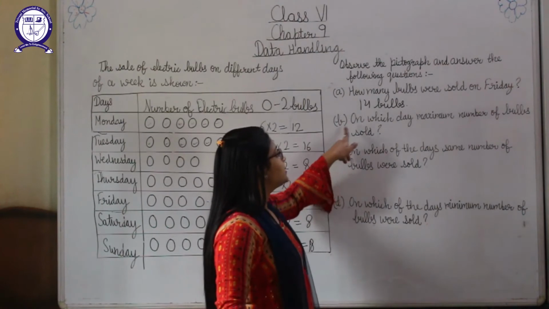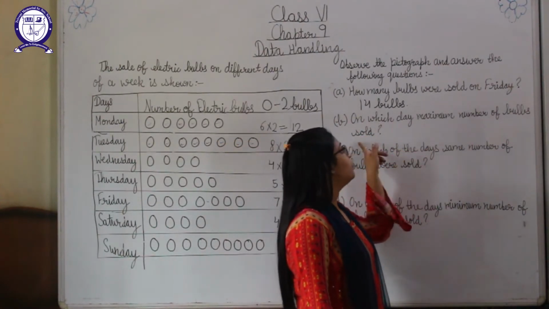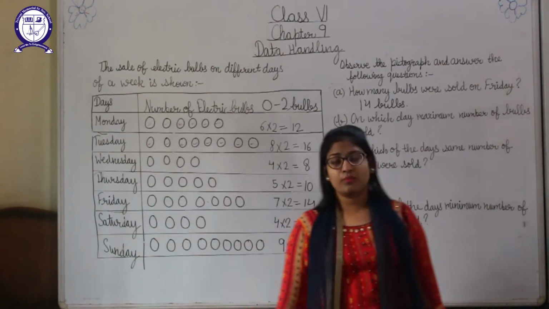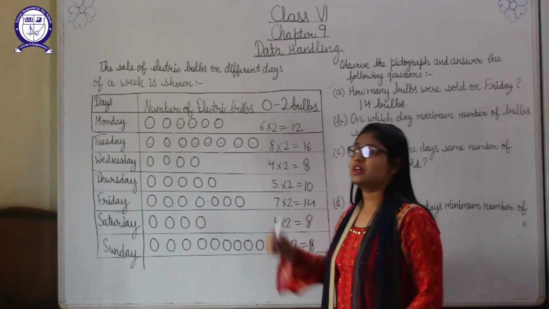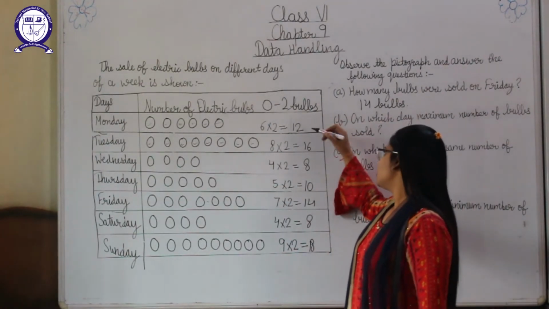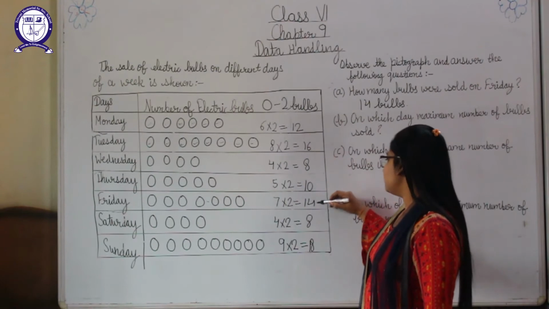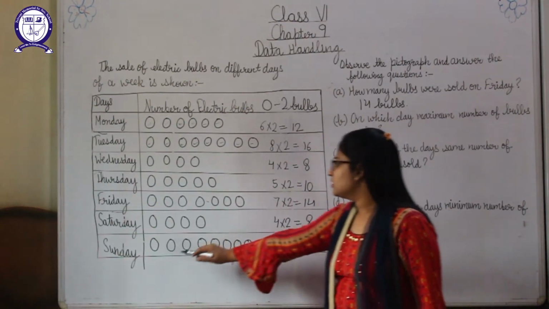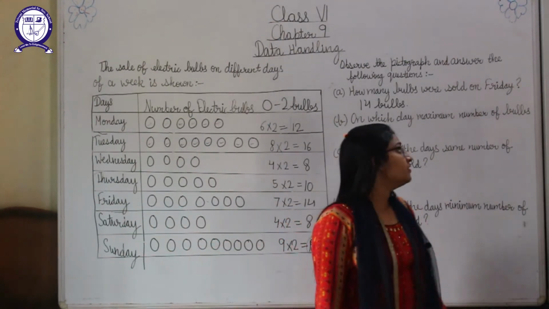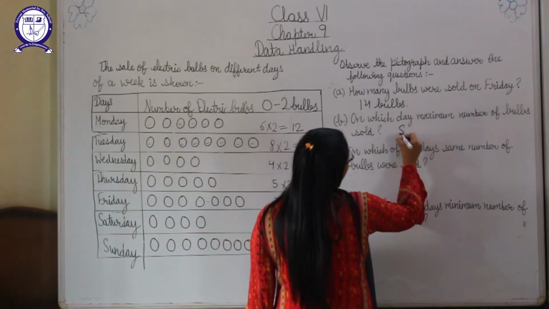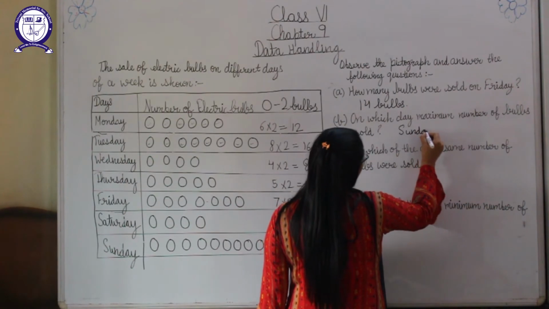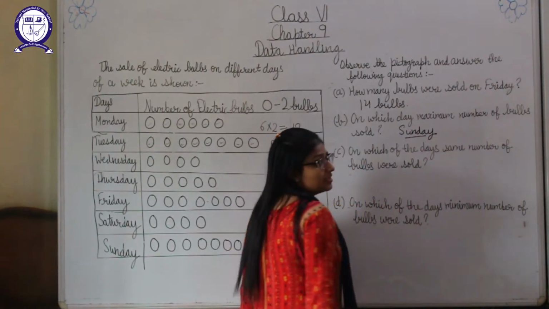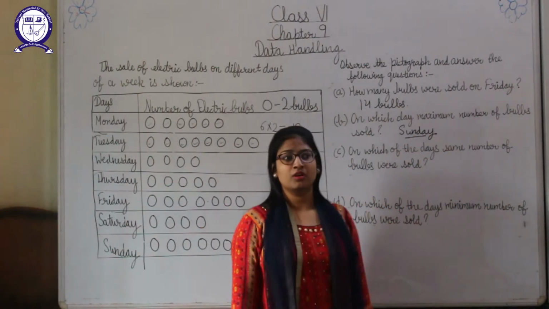Now part B is on which day the maximum number of bulbs were sold. Maximum number means सबसे ज़्यादा, the greatest number. So 12, 16, 18, 10, 14, 8, 18. 18 is the greater one here and it is the day Sunday. So we can write here that on Sunday the maximum number of bulbs were sold.